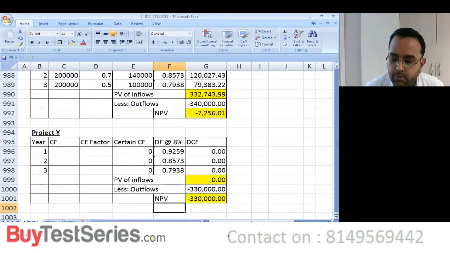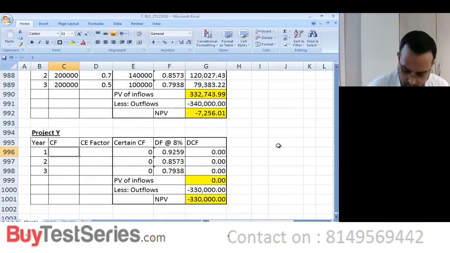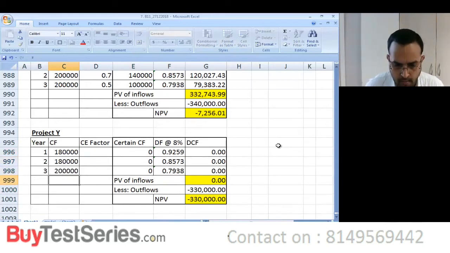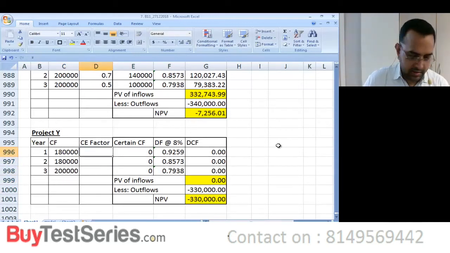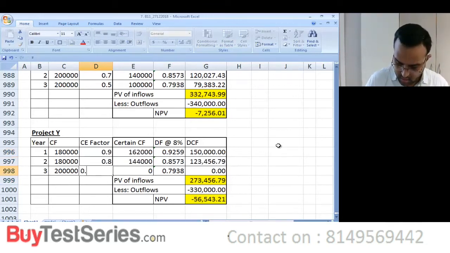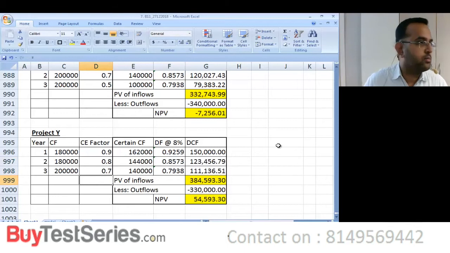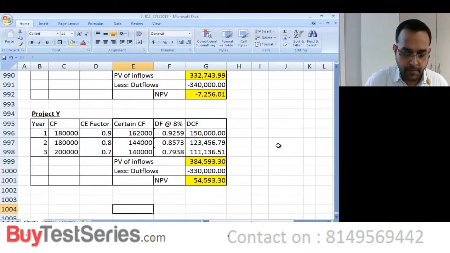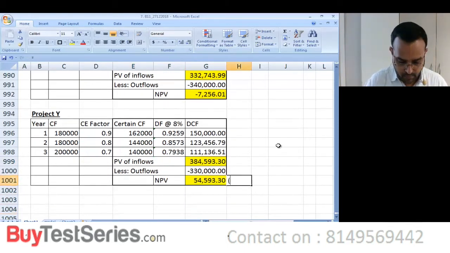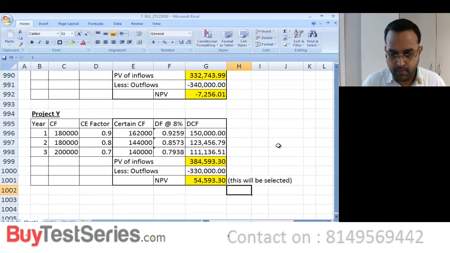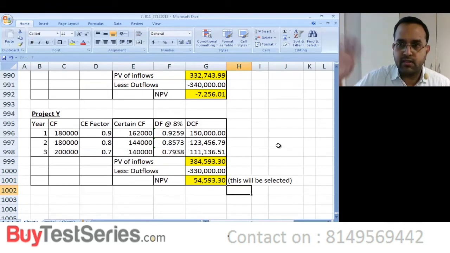Any answers for the second project? How much you get? Guys, how much you get here? Second project? 54,000 something. Yeah. This will be selected. Please ignore the rounding off differences that if you get any.